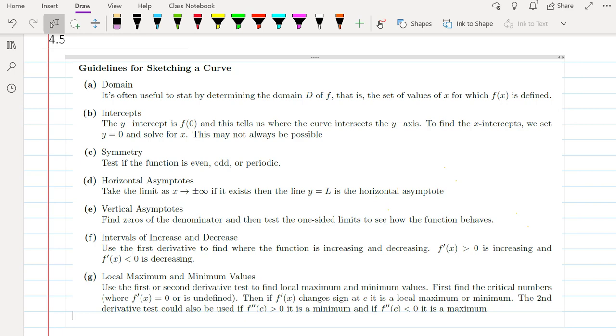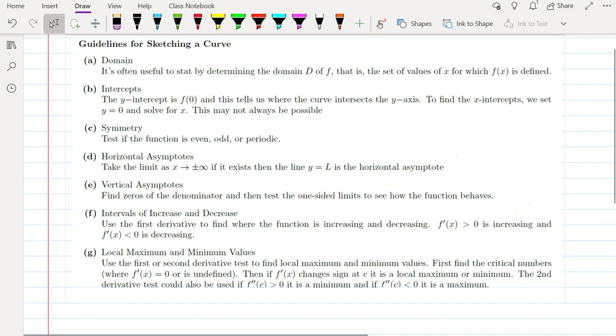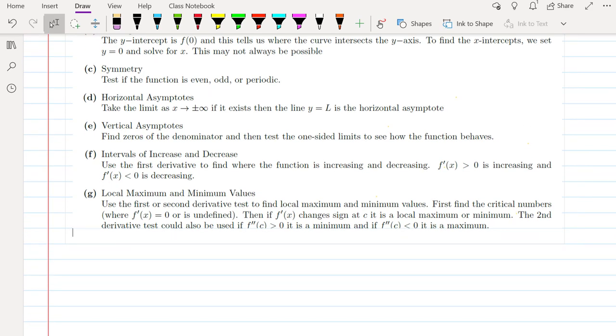And then test for horizontal asymptotes, and so we're going to take some limits. We take the limit as x goes to both positive and negative infinity. Vertical asymptotes, and we get those by finding zeros of the denominator and testing one-sided limits. Intervals of increase and decrease, we're going to use our first derivative test for that. So our function is increasing if the first derivative is positive, and it is decreasing if the first derivative is negative. And then G, we want to find local maximum and minimum values and use the first or second derivative test to find those local maxes and mins.